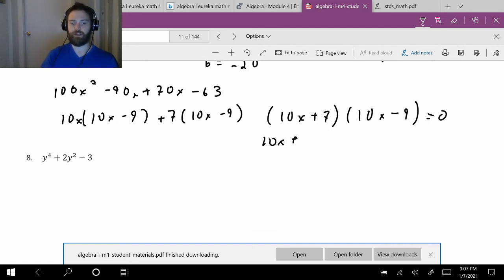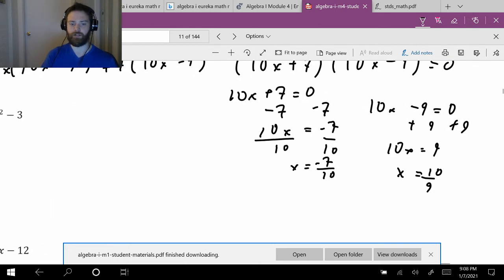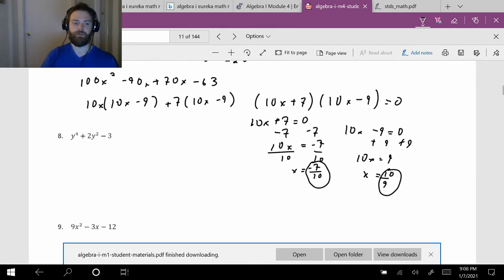So if I take 10x plus 7 and set it equal to 0, I can subtract 7. I'm going to get 10x equals negative 7. And then I'm going to divide both sides by 10, and I'm going to get x equals negative 7 over 10. And then over here, I'm going to get something similar. I'm going to take 10x minus 9 equal to 0, and then I'm going to add 9 to both sides, and then I'm going to get 10x equals 9, and I'm going to get x equals 9 over 10. So that tells me that this quadratic, for some odd reason, it's negative 7 over 10 and positive 9 over 10. But he's a nasty one.